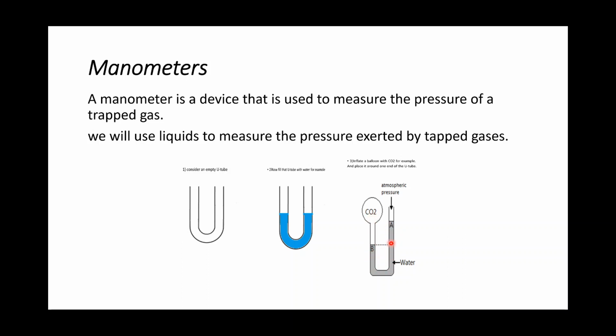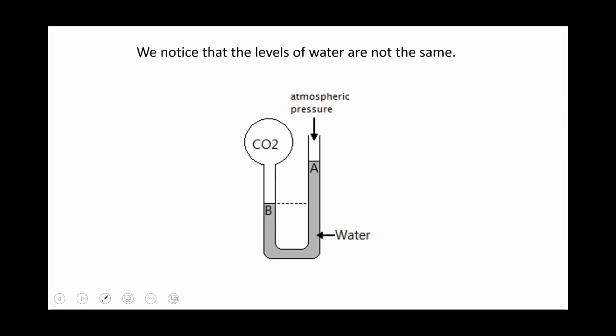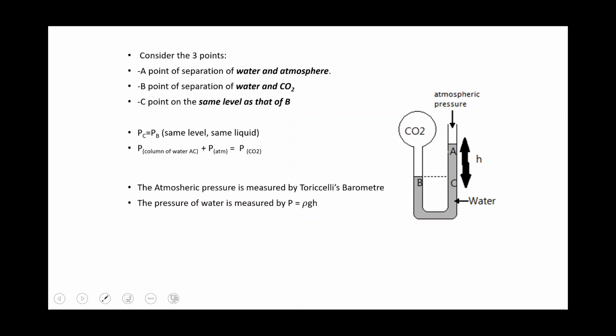CO2 has exerted a pressure more than the atmospheric pressure. Why? Because water dipped from this end and rose from that end. Now, how to calculate the pressure of this CO2 on the inside? To figure out the pressure of CO2, this is what we do.